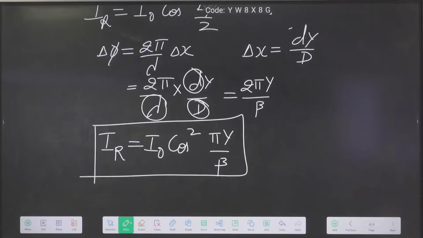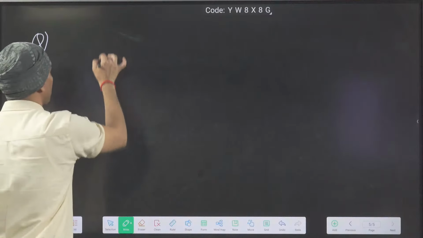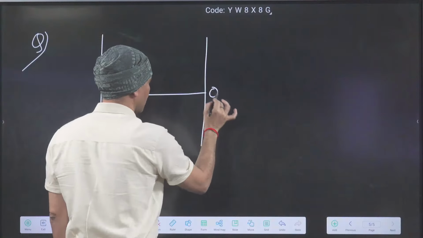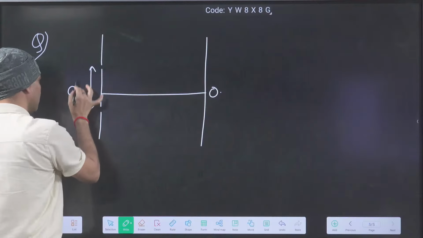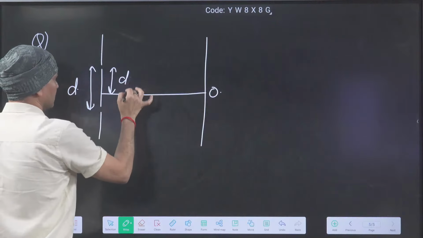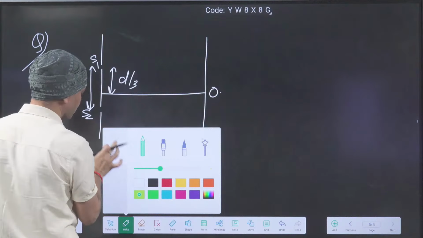Completed? Okay. Next, very simple problem. You will say the answer. So these are the slits. I am using white light.